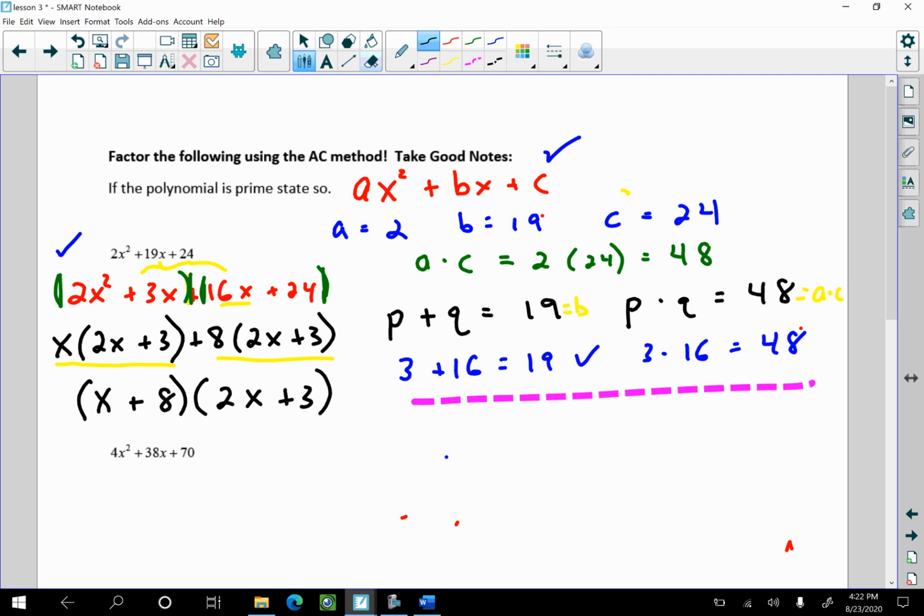Now here, this is a good example. Before I do this, step number one is always going to be factor out the greatest common factor. This is going to make this problem easier. There isn't an x in all of them. There isn't a 4 in all of them, but look, there is a 2. So the first thing I'm going to do is factor a 2 out.